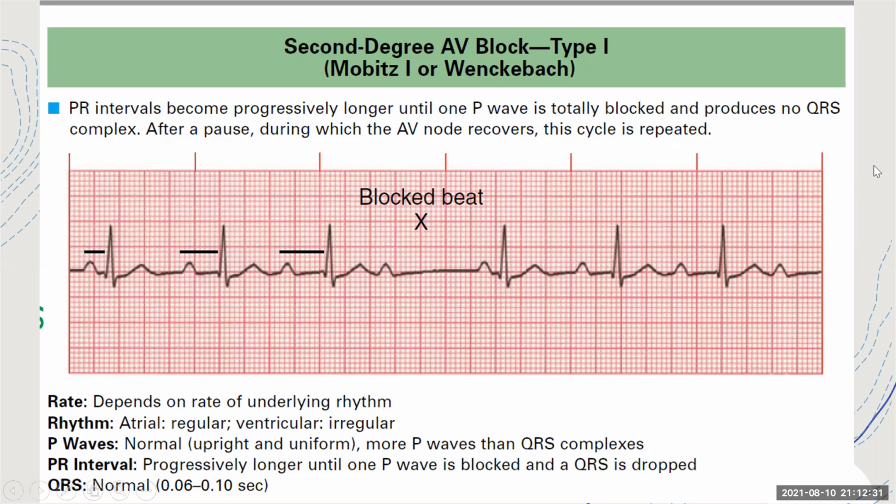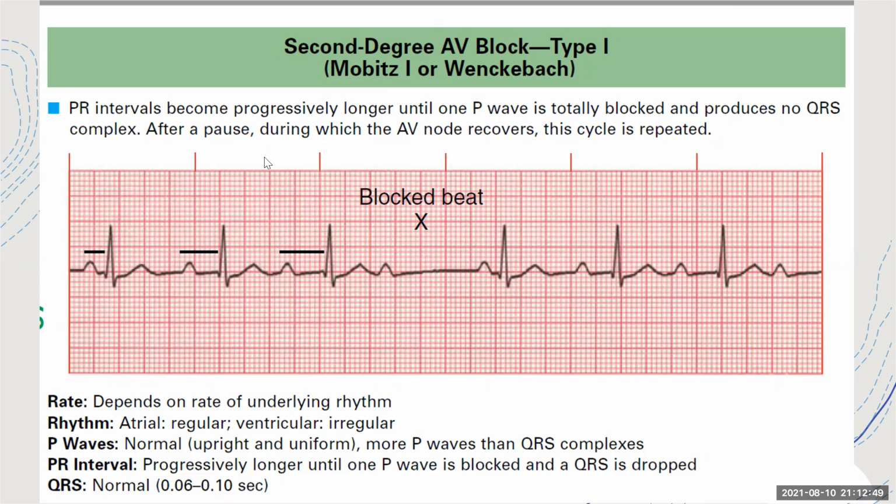Okay, now we have second degree heart block. For second degree heart block, we have to divide it into 2 types. One is called type 1 and one is called type 2. Type 1 is called Mobitz type 1 or Wenckebach. Now, what are we going to see in second degree type 1?